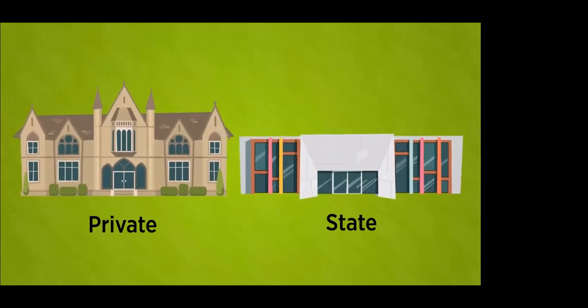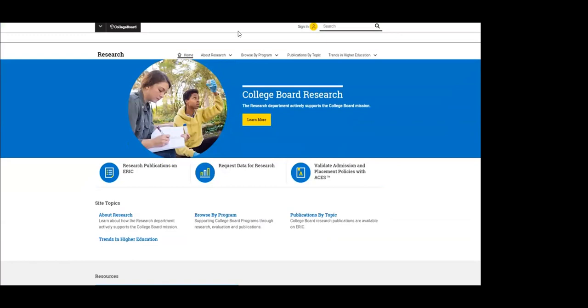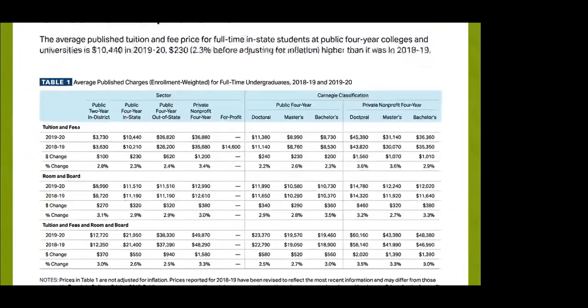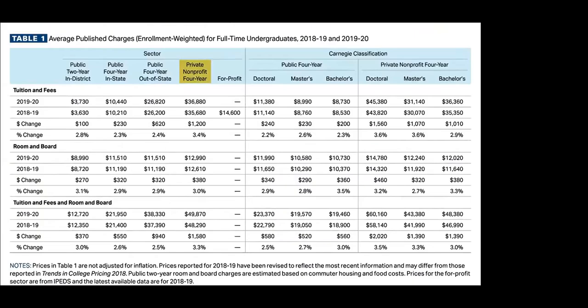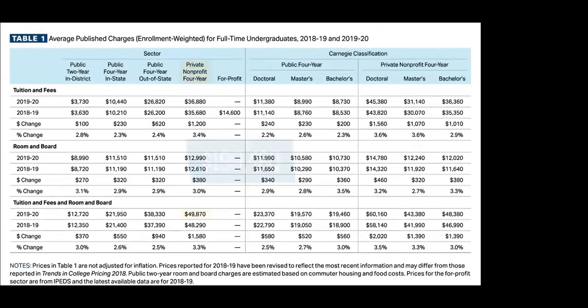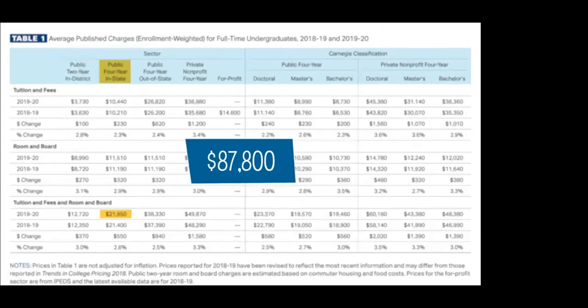We'll compare salaries later, but first let's look at tuition at two four-year universities, one private and one state. The College Board publishes information about the costs of college and the changes over time. We'll use the College Board data for our example. The private university's tuition with room and board is about $49,870 per year, which is $199,480 for all 4 years. On the other hand, the state university is about $21,950 a year for tuition with room and board, or $87,800 for 4 years. Still a lot of money.